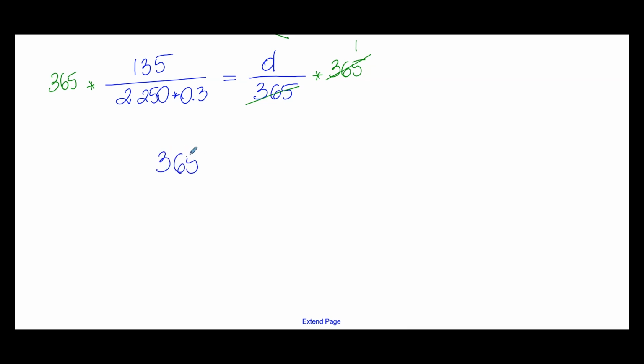Therefore, on this side of the equation, now I have all the numbers. I move them: 135, 2,250 multiplied by 0.3, and that equals D. And I put all of that in my calculator, press equals, and I get 73 here. So that's it, I have the number of days that she worked from home.